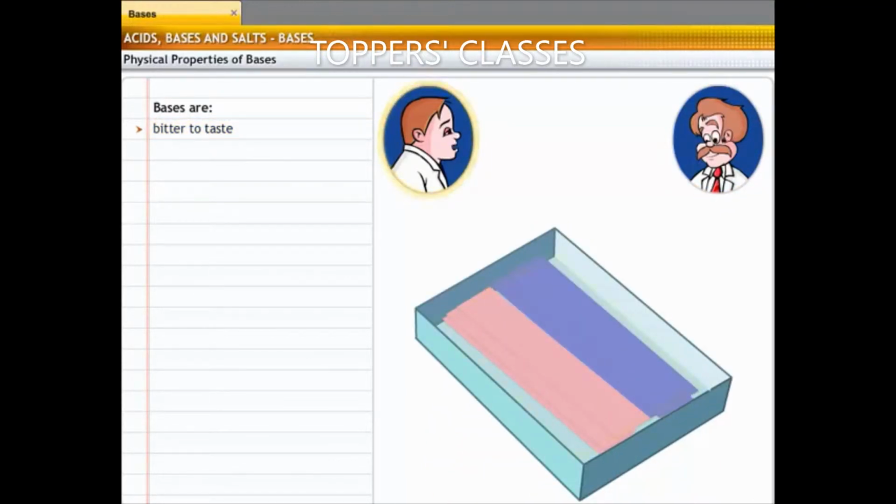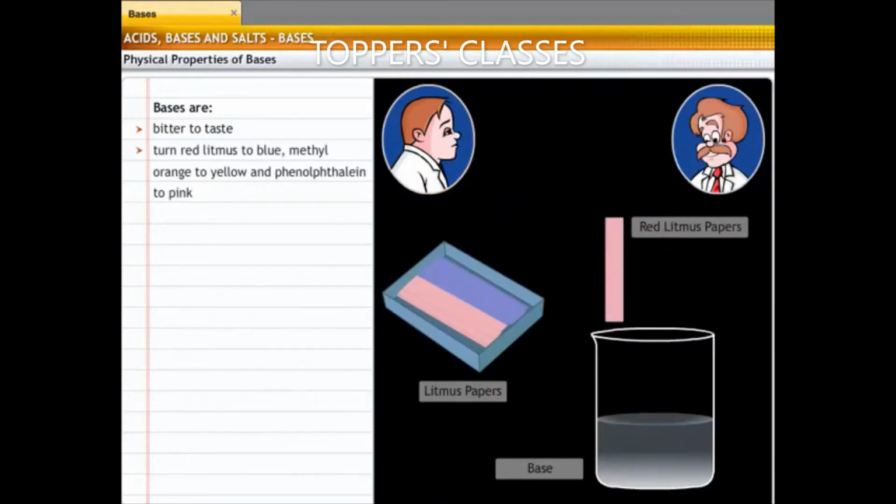What are these colored strips of paper? What are they used for? These colored strips of paper are called litmus paper. Bases turn the red litmus to blue.